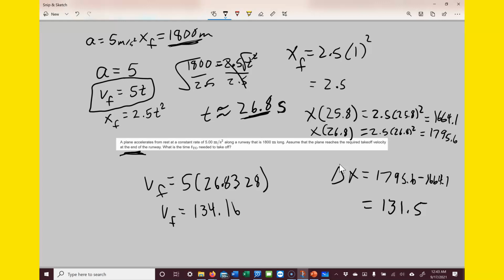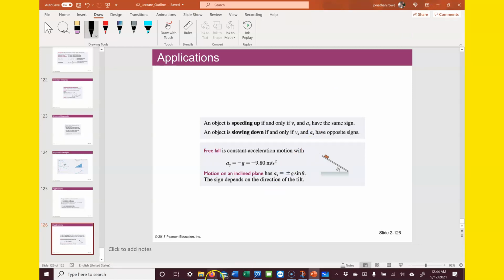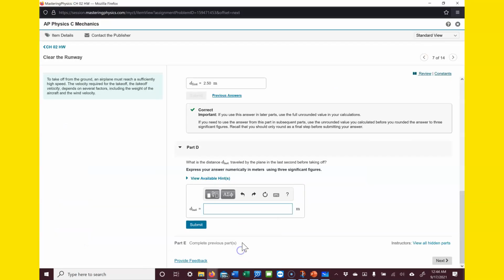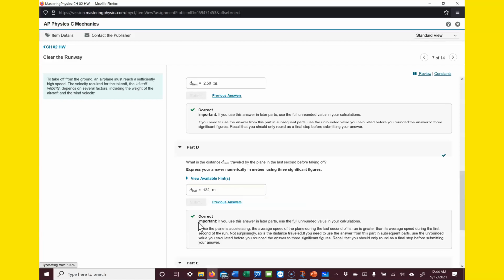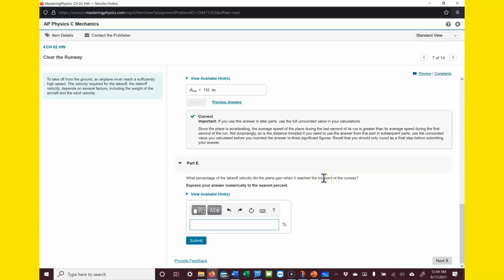So yeah, it went a lot farther in the last second of its takeoff than it did in the first second of its takeoff, and that's due to the fact that it's accelerating. It was going at a faster velocity at the end than it was at the beginning. So 131.5 should be the answer. Three significant figures, so I'm going to say 132. I hope that's right. It may be 131. Yep, 132. Okay.